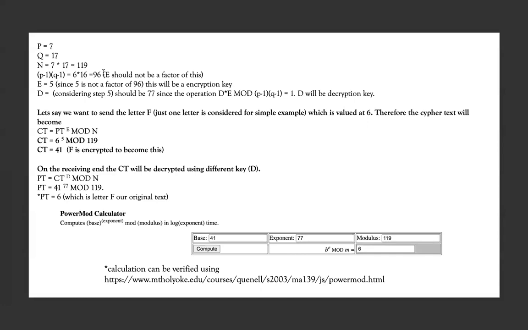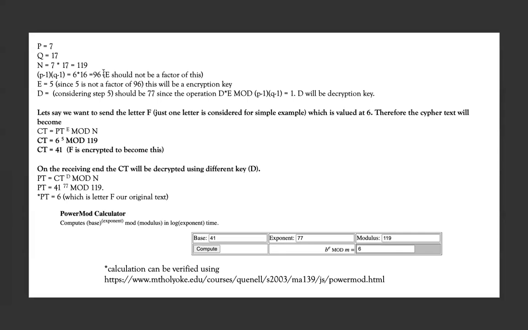Considering these two rules, that E has to be less than the product of P minus 1 and Q minus 1, and it should not be a factor of 96, we've chosen 5. It could be other numbers as well, but 5 seems like a good example. 5 is a small number, it's smaller than 96, and secondly, 5 is not a factor of 96. So 5 satisfies both conditions. Since 5 satisfies both conditions, we're going to say that E is 5, and that is now my encryption key.